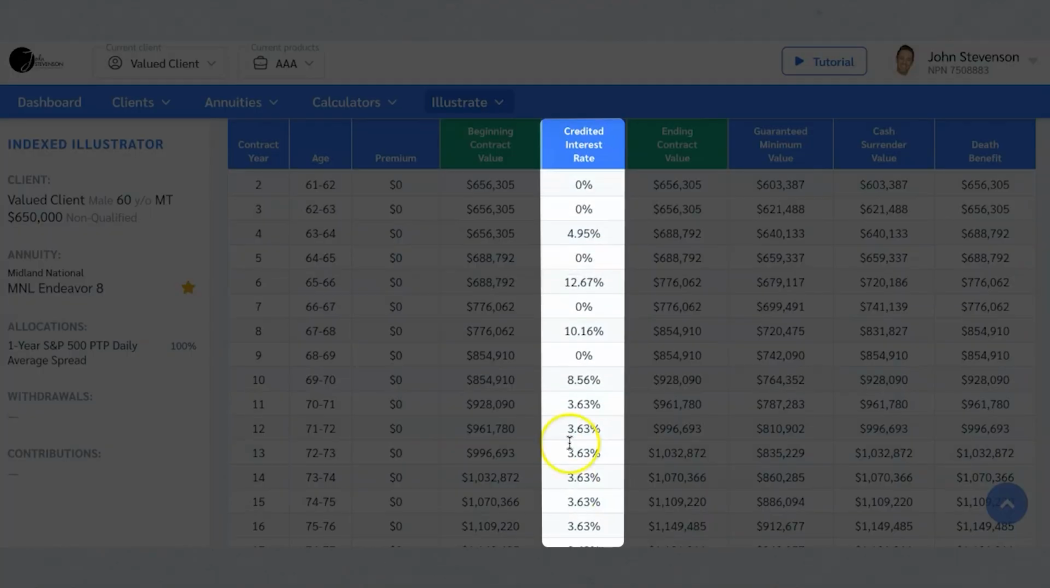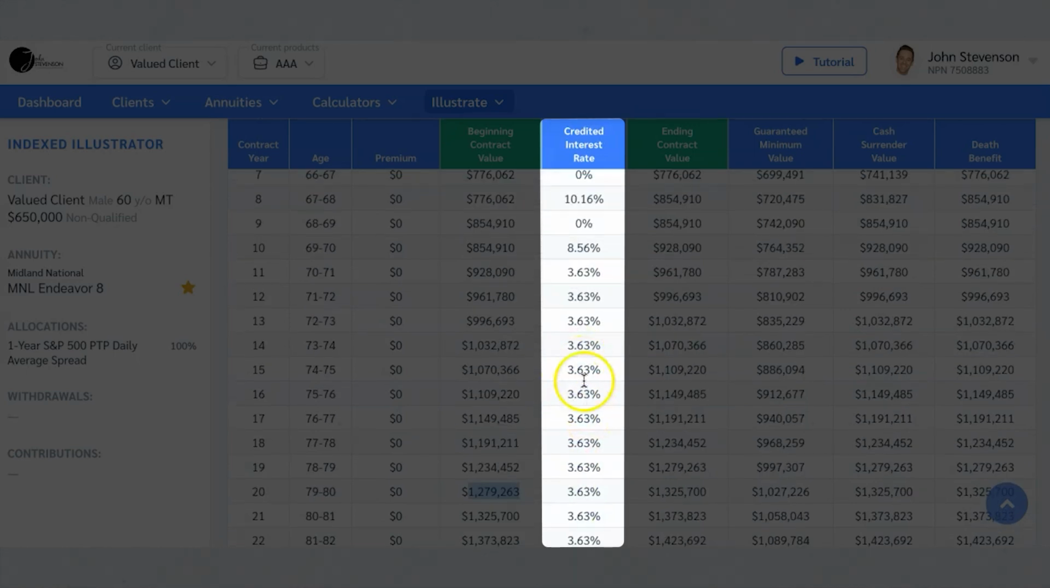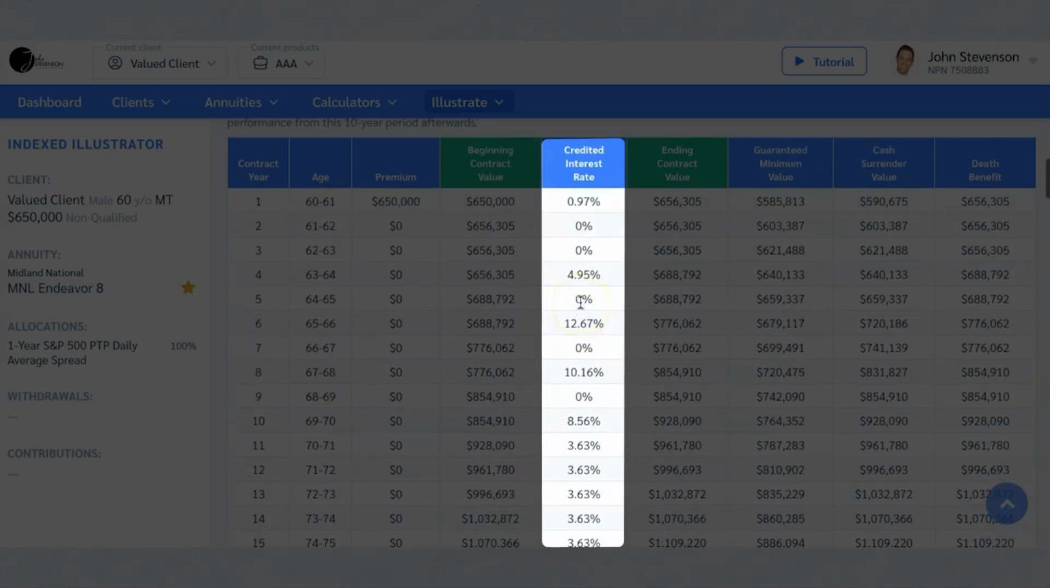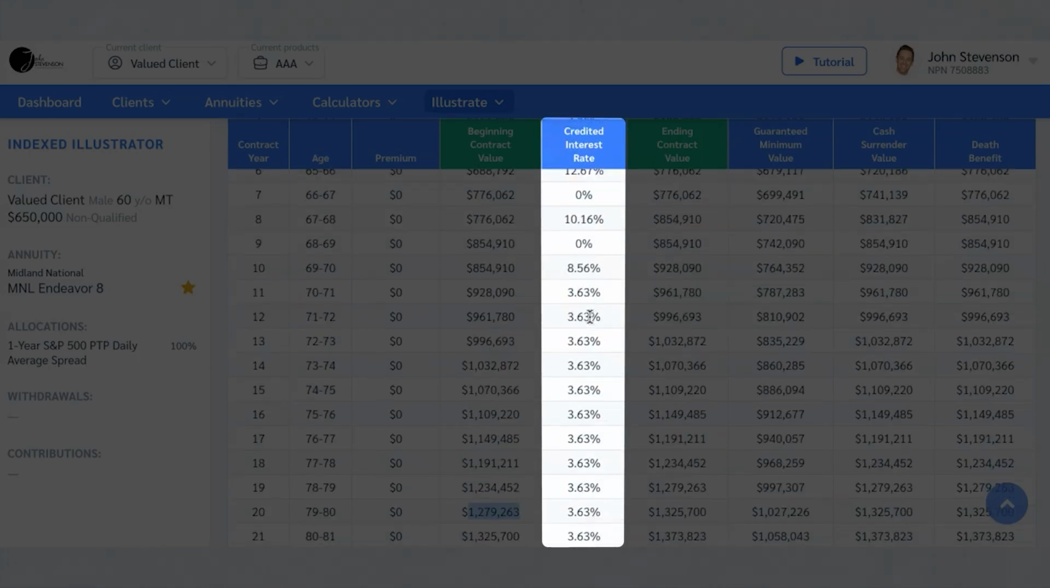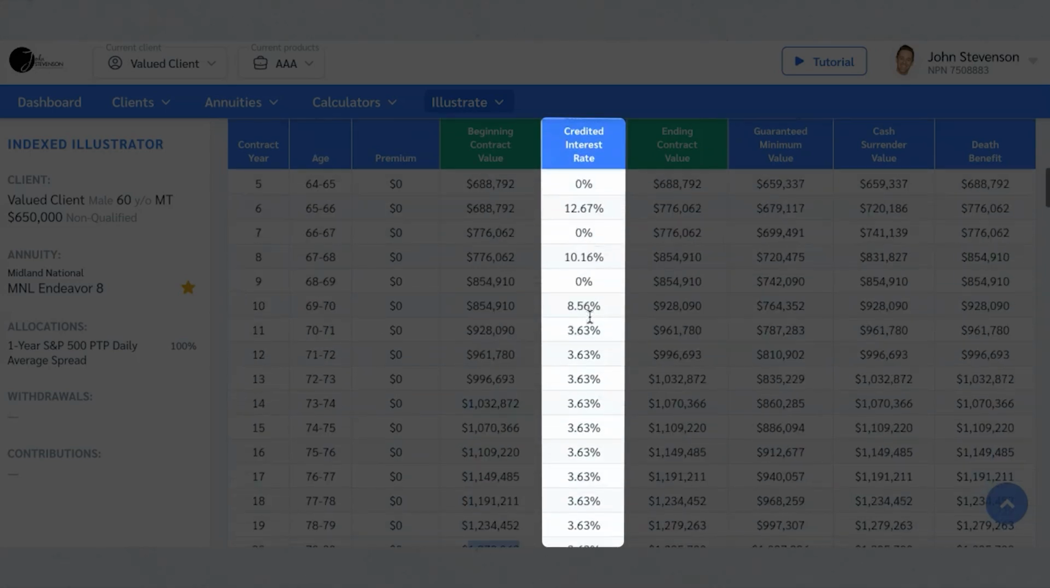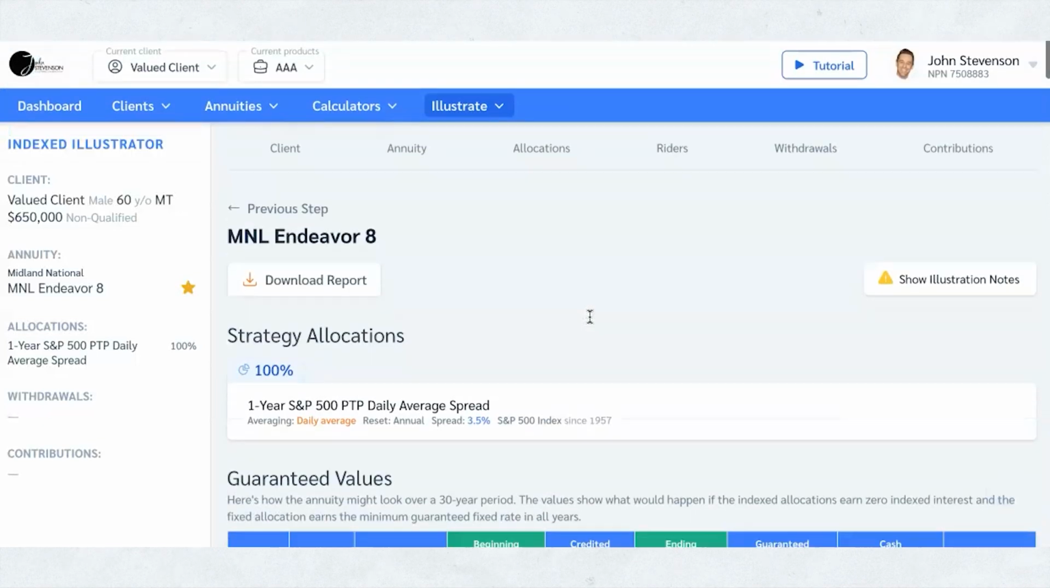When you see the 3.63 here, what they're doing is showing the last 10 years of what this particular index and the spread would have done. But then they revert to a 30-year average. I think the average is higher than that, but they go with a very conservative number just to give you a baseline. So keep that in mind.